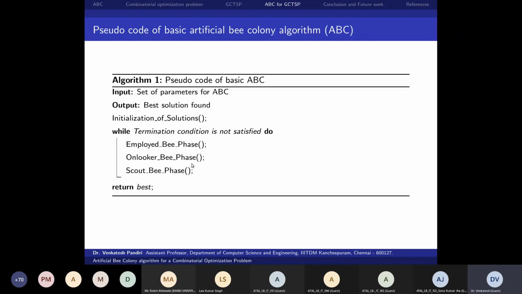And if any solution has not been improved over a certain number of iterations, it will be moved to the scout bee phase, where the solution is simply replaced by a completely new feasible solution. Whenever I say a solution, it must be a feasible solution from the beginning itself. And we should iterate this procedure until the termination criterion is met.